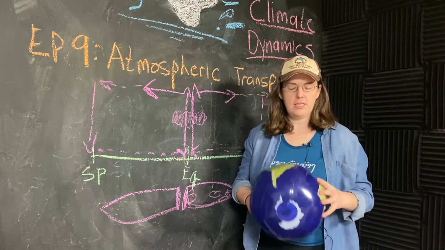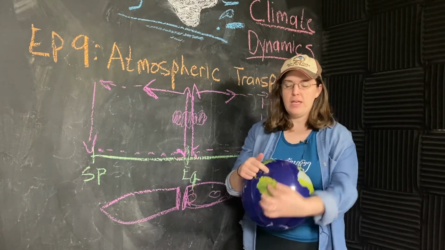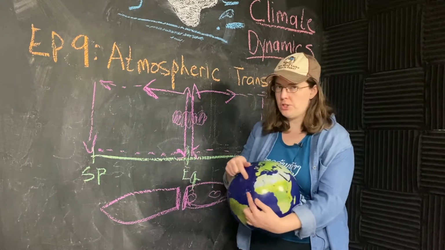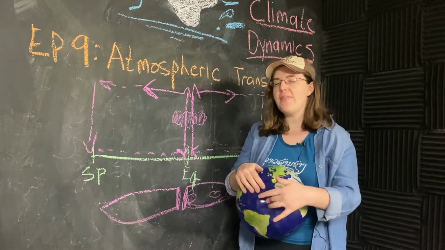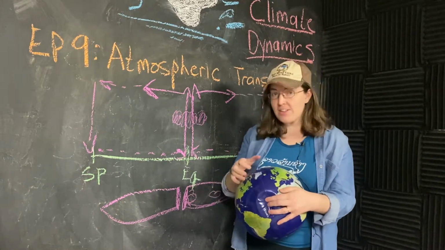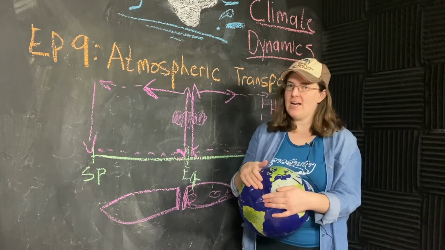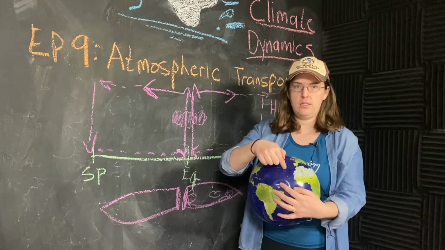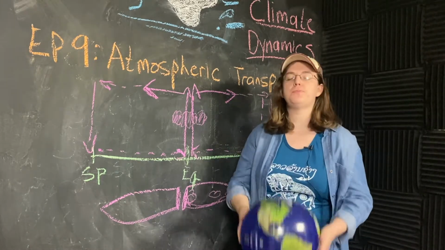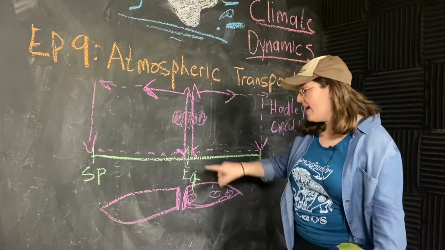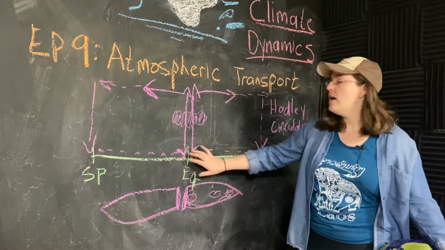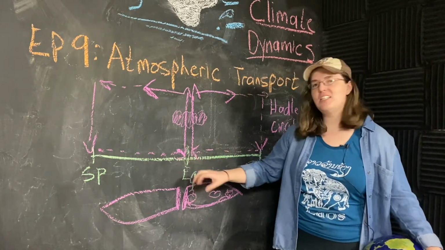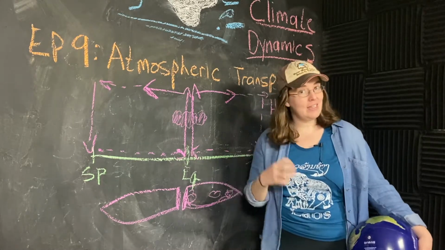So the concept here, team, is that if a parcel here and a parcel here are going to end up at the next longitude line at the same time, my guy at the equator has to move faster than my guy up north. This distance is greater than this distance. I hope that kind of makes sense. So when I'm taking air from the equator and I'm starting to move it towards the pole, I bring that momentum, that speed, with me.